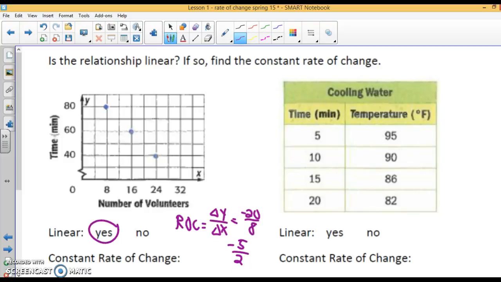Now, let me tell you about rate of change. You always want it to be written as a fraction. Do not write it as a mixed number. Do not change it to a decimal. Write it as an improper fraction.